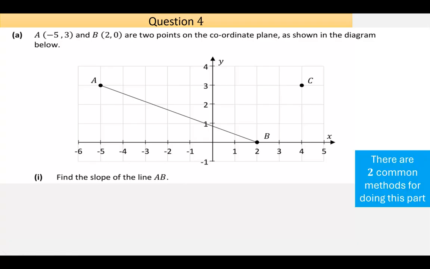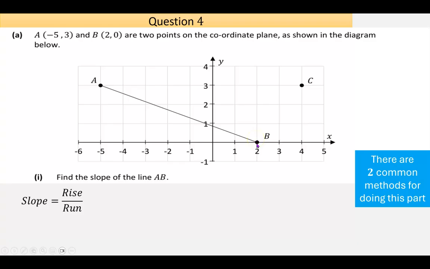Now, there are two methods you could use for this. One of them would be using the concept of rise over run, which is the slope. How much is this line changing in any period of time? An interesting idea about linear models is that the rate of change is constant. The slope is constant. And slope and rate of change are the same thing.